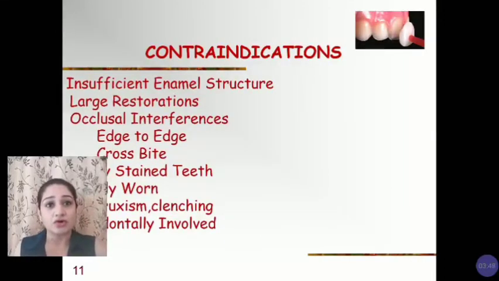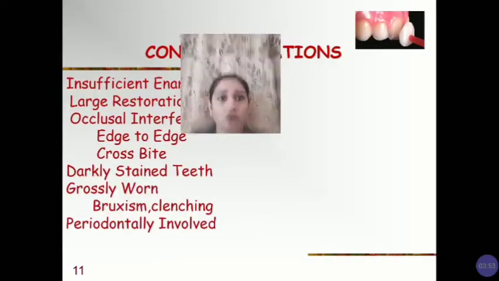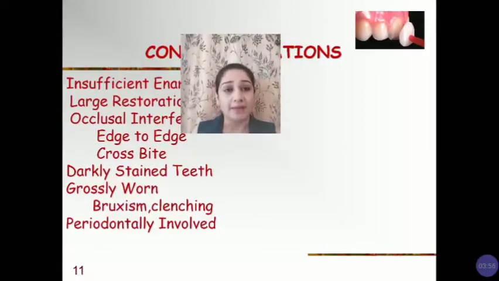Then when we have occlusal interferences, like edge-to-edge bite or cross bite. In edge-to-edge bite, the upper and lower incisor teeth bump onto each other. In crossbite also a similar case happens. In these cases there are more chances for dental laminate to debond and hence we should avoid giving the dental laminate. Remember, edge to edge bite is when central incisors are bumping onto each other in the centric relation or in the lateral excursions, and we have crossbite.